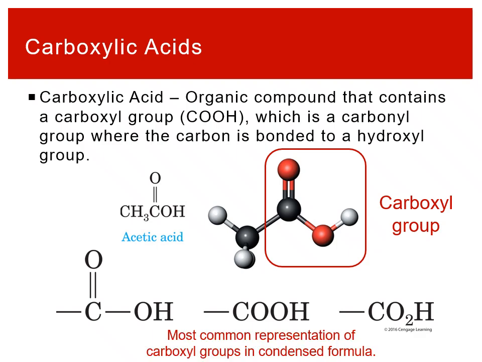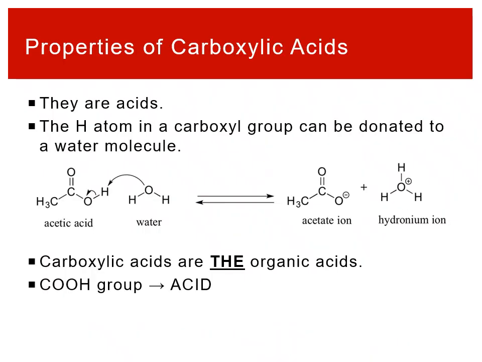When we're looking at carboxylic acids in molecular formulas, COOH is the most common representation that we see. We've seen this previously when we were talking about acids. We know that COOH in a formula indicates that a molecule is an acid, and specifically a carboxylic acid. The most important property of carboxylic acids, true to their name, is that they are acids. The hydrogen atom in the carboxyl group is the hydrogen atom that is acidic. That's the one that can be donated.